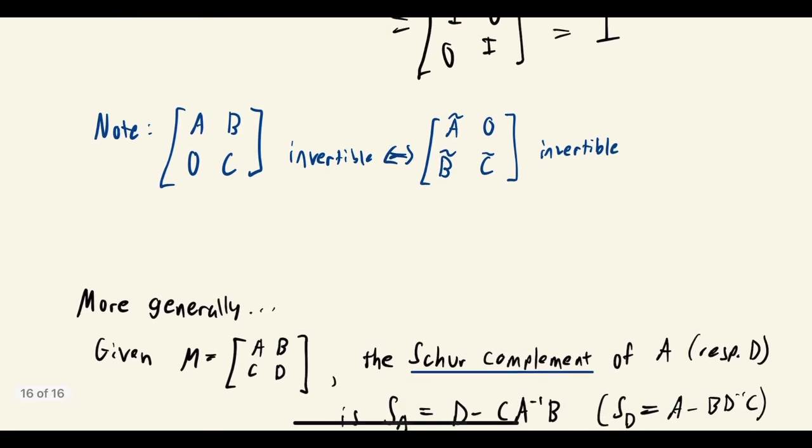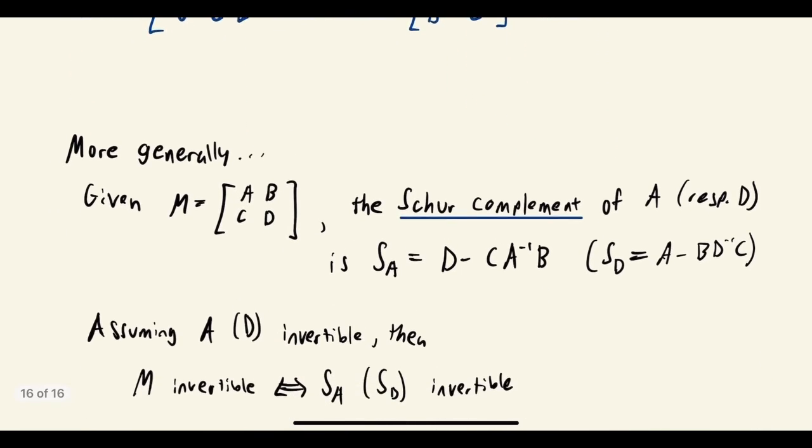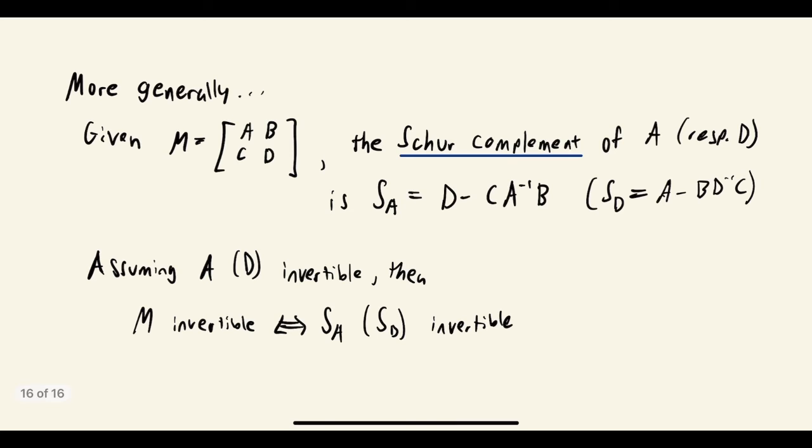Now one more thing before we wrap this video up. This isn't at all necessary for the proof that we wanted to give, but this is just for your own edification if you want to explore this topic any further. More generally, if instead of having zeros on one of the off-diagonal blocks we had a truly general 2x2 block matrix with 4 blocks where these parts were square, then to discuss the invertibility of this matrix, we consider something called the Schur complement of one of these blocks. Specifically, if we're talking about the block A, then the Schur complement of A is S sub A.